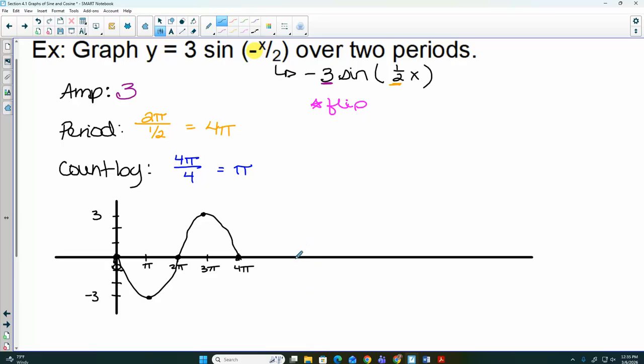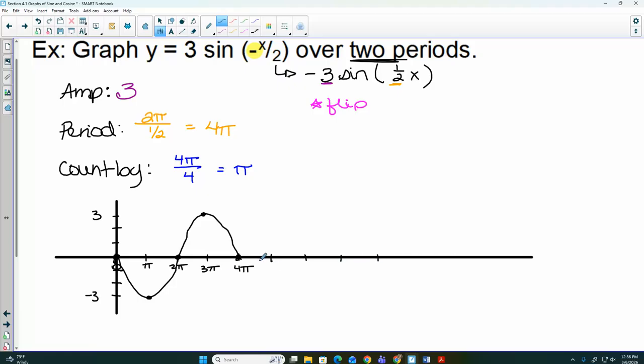Sometimes, especially as we do more of these, I'm only going to ask for 1 period, but these first few I did ask for 2 periods. How do we get a second period? So we need 4 more points. We already have our starting point, so we just need the 4 after that.